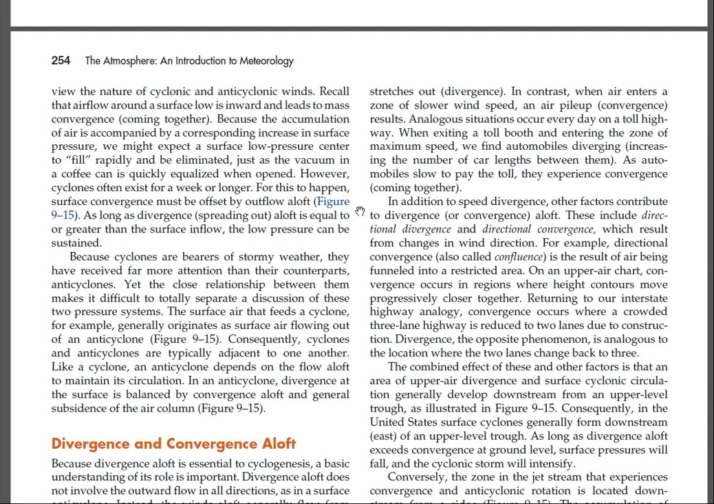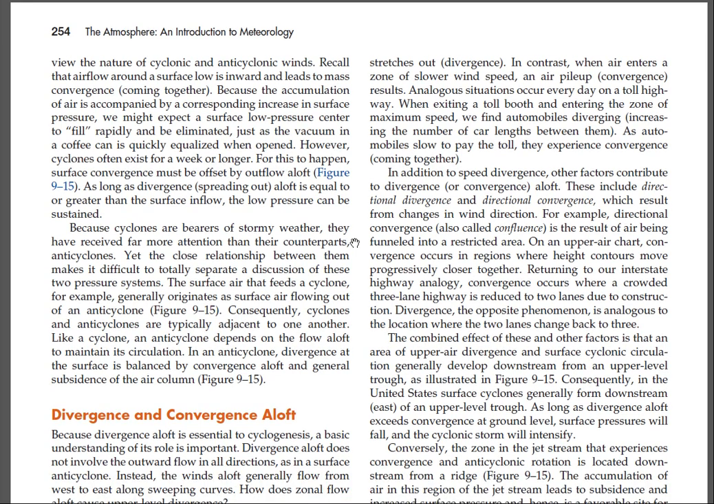In addition to speed divergence, other factors contribute to divergence, or convergence, aloft. These include directional divergence and directional convergence, which result from changes in wind direction. For example, directional convergence, also called confluence, is the result of air being funneled into a restricted area. On an upper air chart, convergence occurs in regions where height contours move progressively closer together.